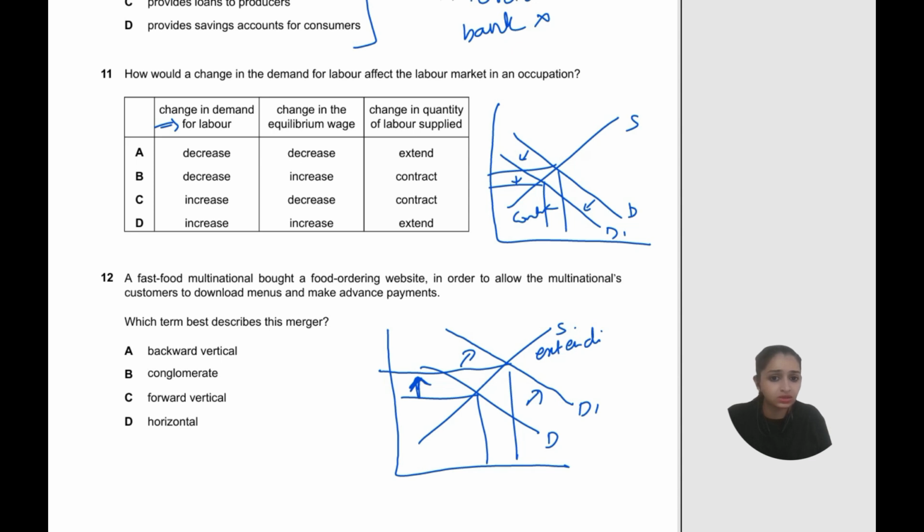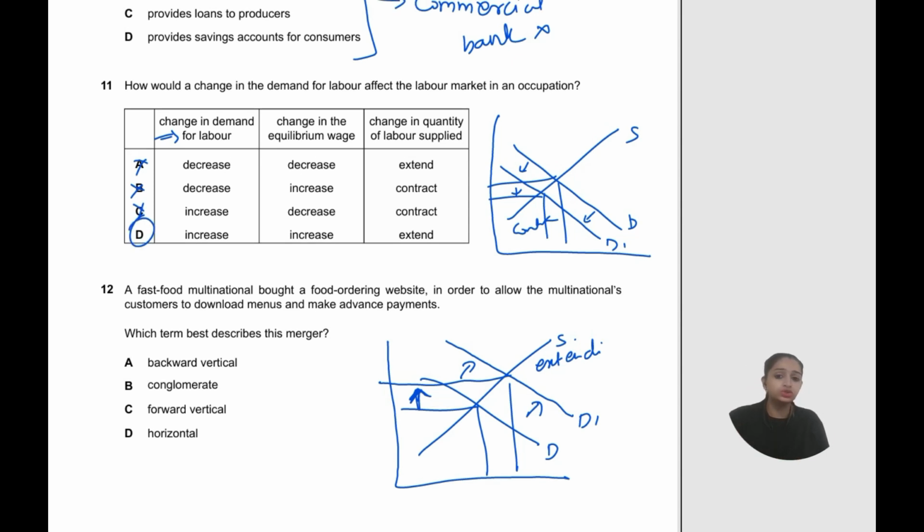But look at this. The labor supplied is extending? No, it is contracting. So A is not an option. Decrease in labor demand, yes. Is resulting in an increase in the wages? No. Straight away cancel out. Increase in demand for labor, yes. Decrease in the equilibrium wage, no. Straight away now you can mark, you don't even have to check because you have already done the due diligence that was needed, right? Still, let me just let you know, there is an increase in demand, there is an increase in wage, and then there is an extension in the labor supply. Correct? Now, let's move on to the next question.